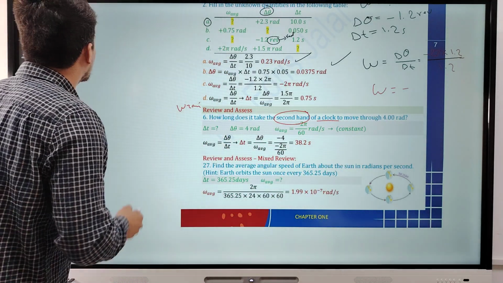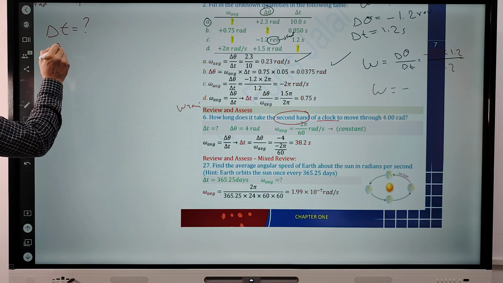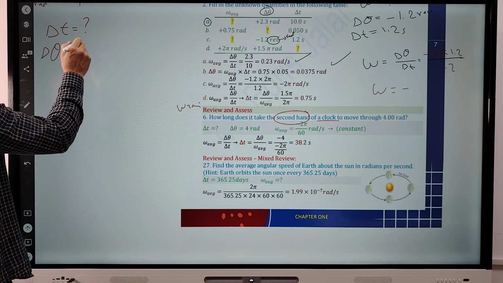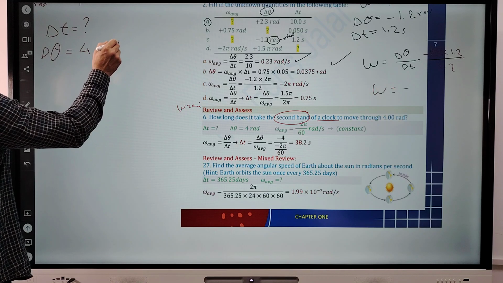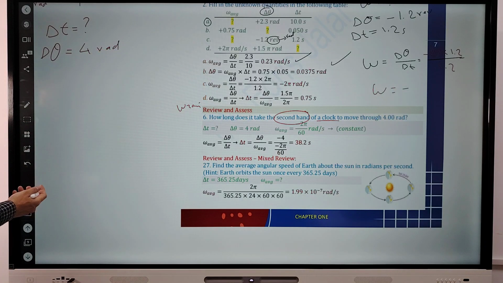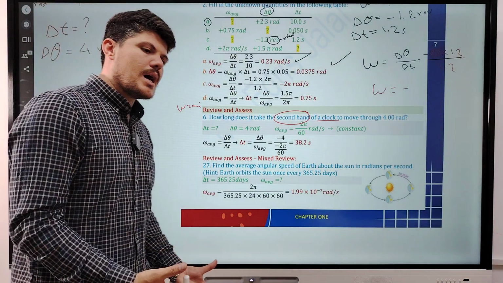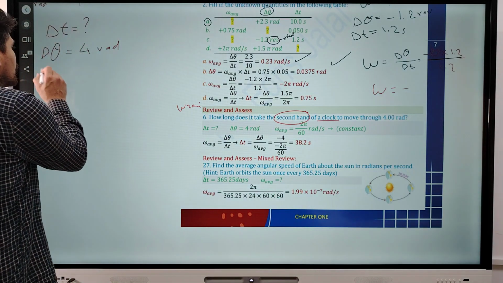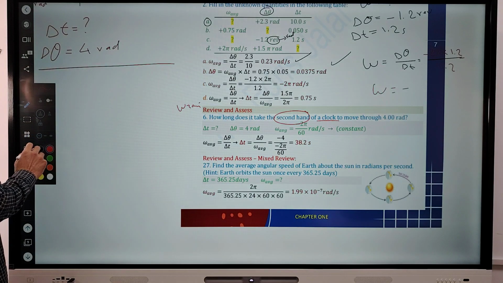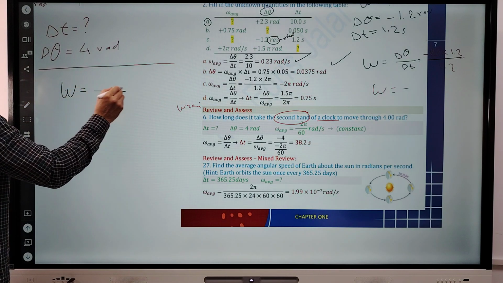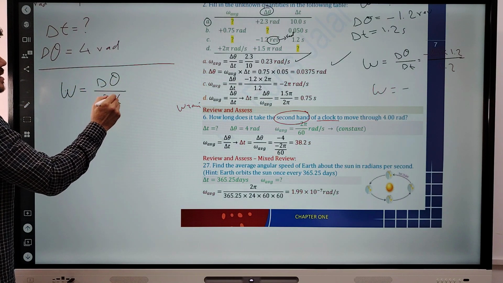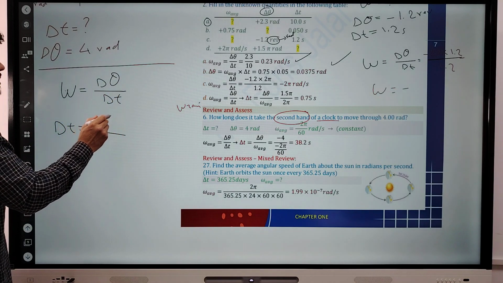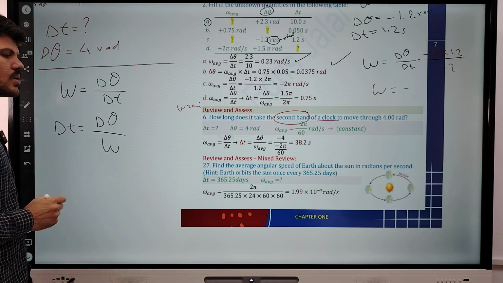To move through 4 rad. What is this 4 rad? This is the angular displacement, given as 4 rad. How can you find the time without angular speed? This is impossible, because we have 2 hidden here. The angular speed is equal to theta divided by time. To find time, we need the angular displacement and angular speed.